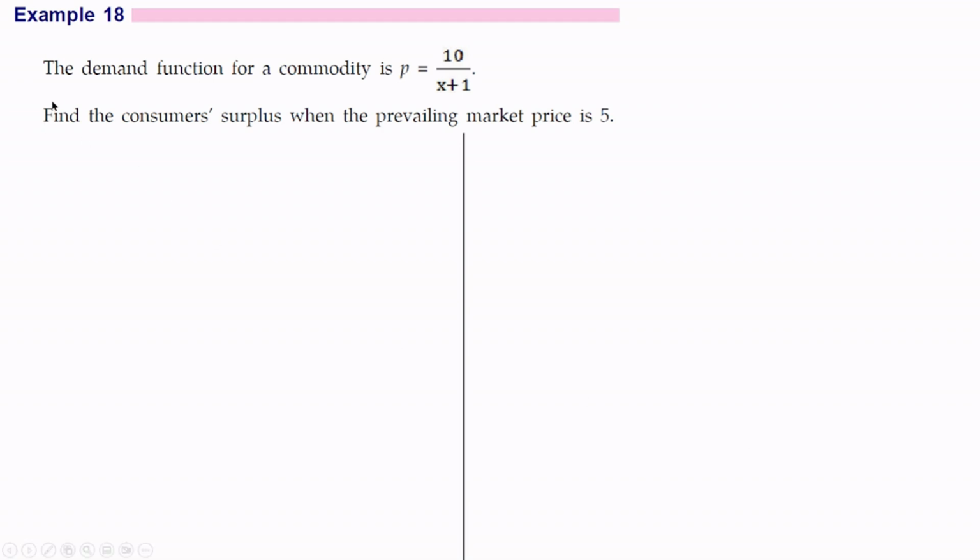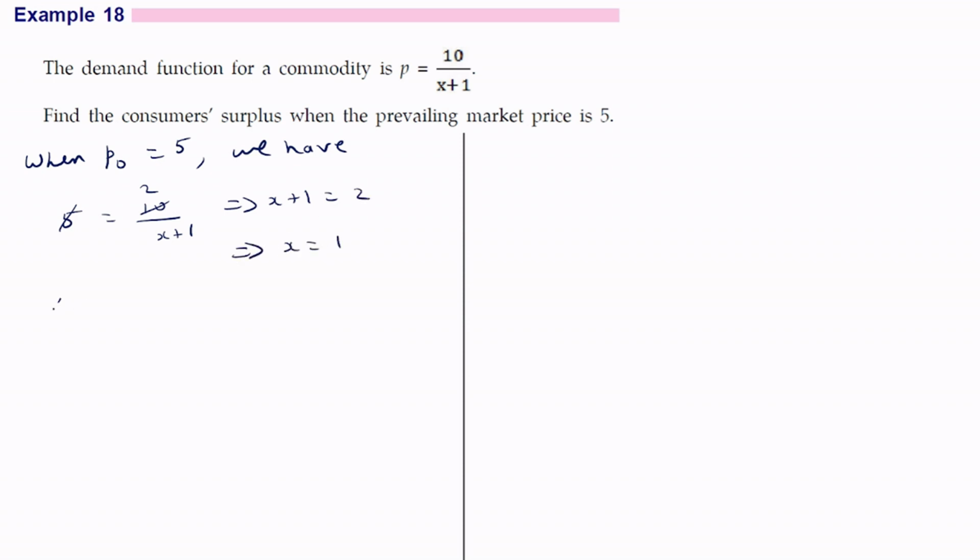Next we have the next example. The demand function for a commodity is P equal to 10 by x plus 1. Find the consumer surplus when the prevailing market price is 5. So here, when P0 equal to 5, we have 5 equal to 10 upon x plus 1, or we have x plus 1 equal to 2, which implies x equal to 1. Therefore, x naught equal to 1.